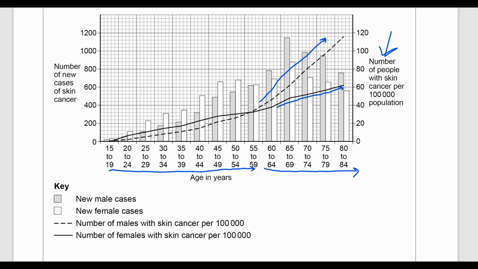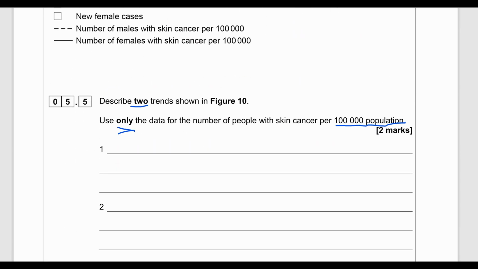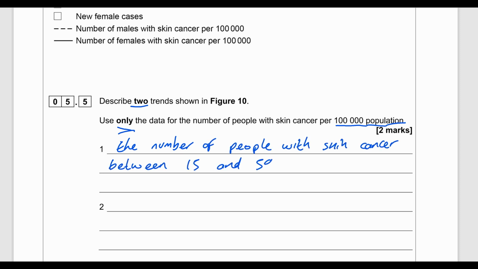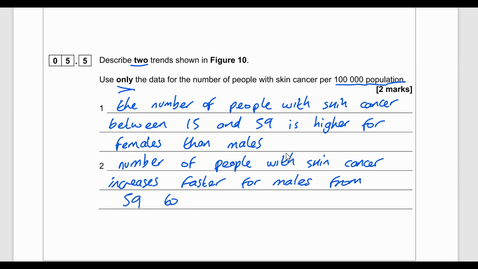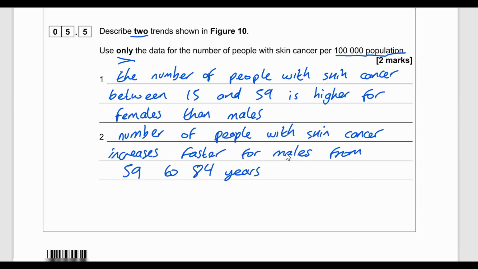So again, we've got a few points that we could add. So let's start putting our answers down. So our first point then, the number of people with skin cancer between 15 and 59 is higher for females than males. Yes, but remember, it's slightly higher as they increase. And then our second thing we could say is the number of people with skin cancer increases faster for males than females from 59 years to 84 years.